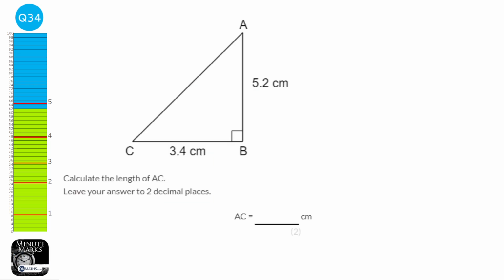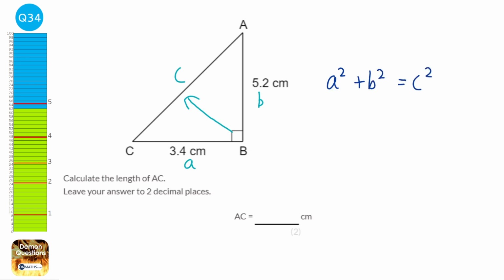So we've got a right angle triangle, and we're given two lengths, and we're asked to find a third length, and that means we're going to be using Pythagoras' theorem. And to do that, we're just going to label the sides A, B, and C. And C must be the hypotenuse, which is opposite the right angle. Pythagoras' theorem says that A squared plus B squared equals C squared. A we can see is 3.4, B is 5.2. And we're looking for what C squared is.